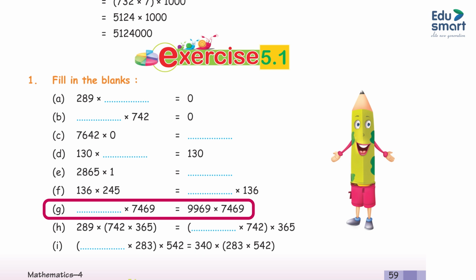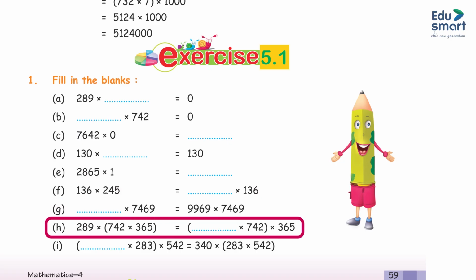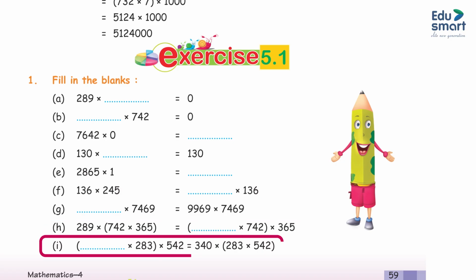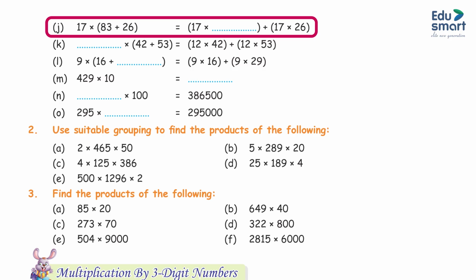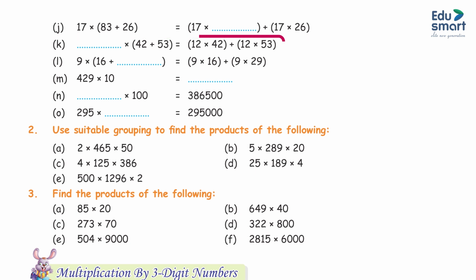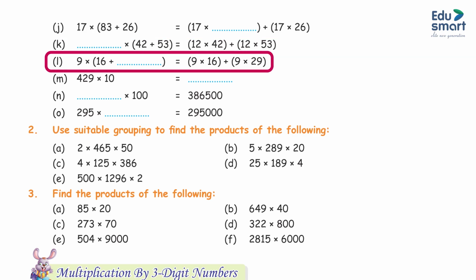9969 into 7469 is equals to 9969 into 7469. H. 289 into 742 into 365 is equals to 289 into 742 into 365. I. 340 into 283 into 542 is equals to 340 into 283 into 542. J. 17 into 83 plus 26 is equals to 17 into 83 plus 17 into 26. K. 12 into 42 plus 53 is equals to 12 into 42 plus 12 into 53. L. 9 into 16 plus 29 is equals to 9 into 16 plus 9 into 29.